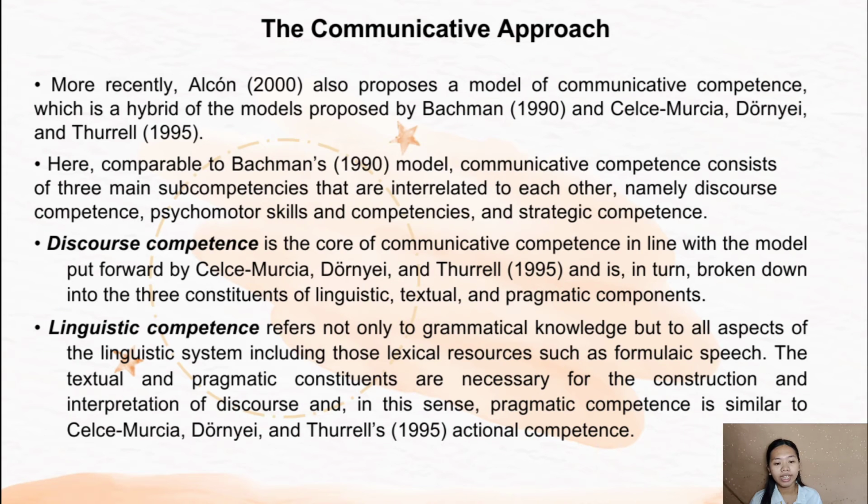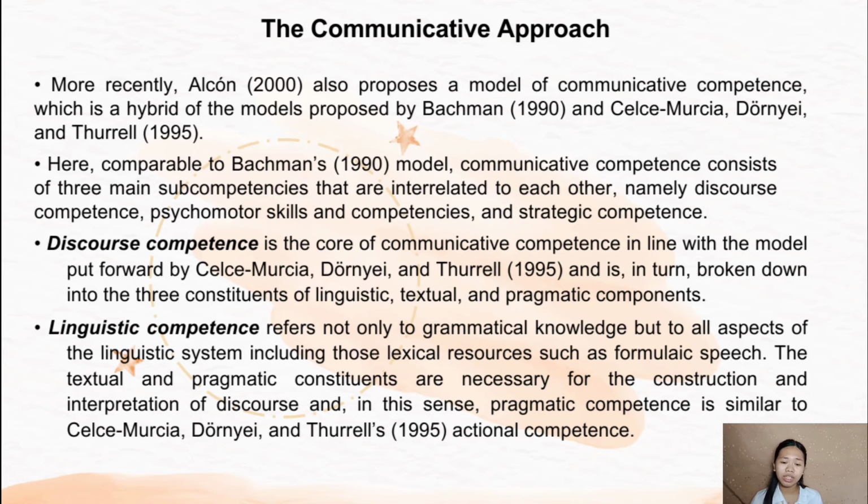We have now Alcón in 2000, who also proposes another model of communicative competence. But then, as you observe, the models are somewhat related, and this time around, Alcón's model is a hybrid of the models proposed by Bachman in 1990 and Celce-Murcia, Dörnyei, and Thurrell in 1995. In here, just like Bachman's 1990 model, communicative competence consists of three main sub-competencies that are interrelated to each other, namely discourse competence, psychomotor skills and competence, and strategic competence.